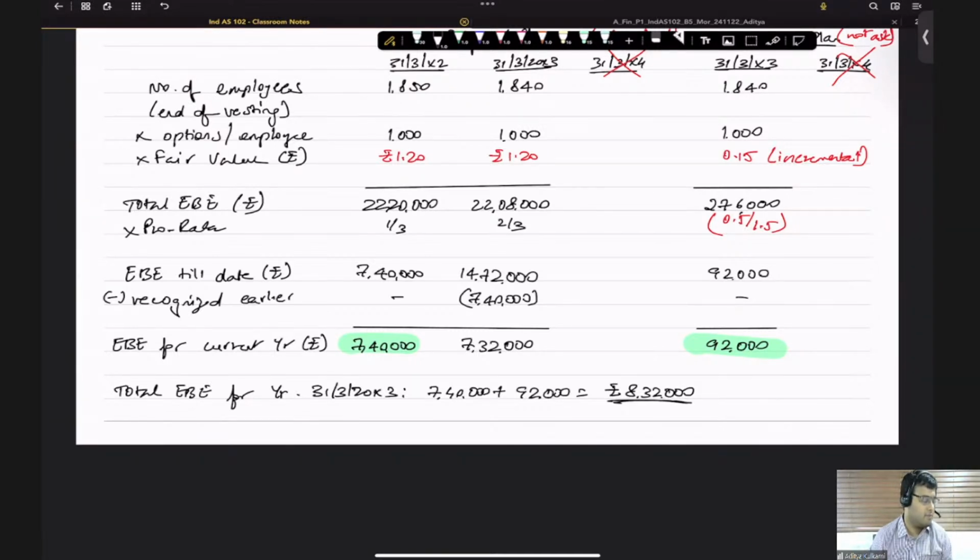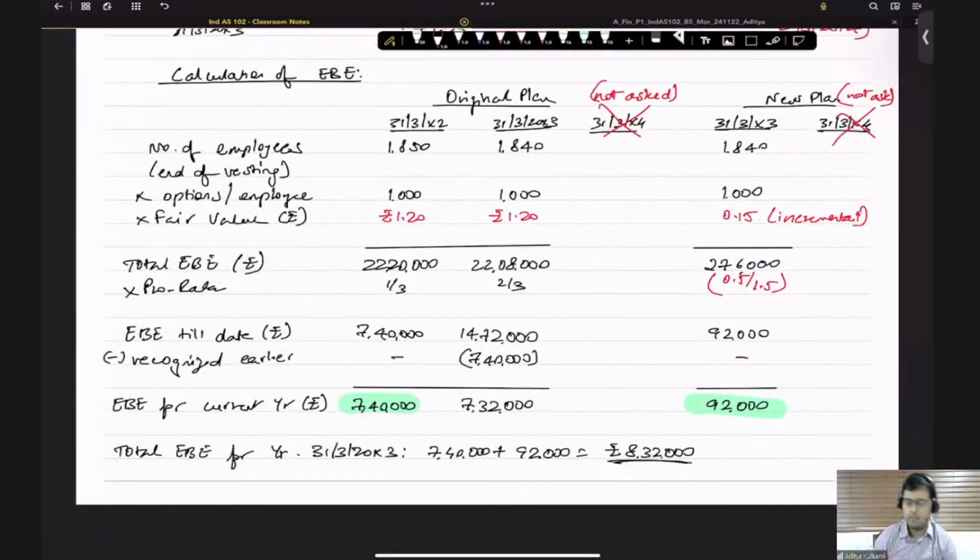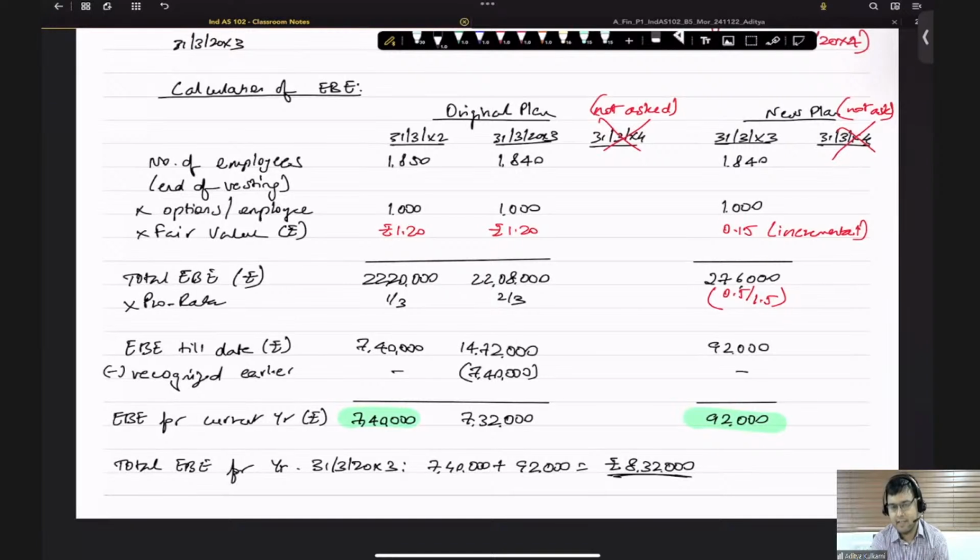So this is how you are going to present the answer in the case of modification. Have you guys understood this part? Yes. Modification, did you understand? We'll just write a small note on cancellation and then we are done. Have you understood?